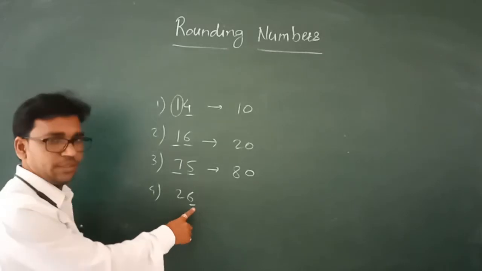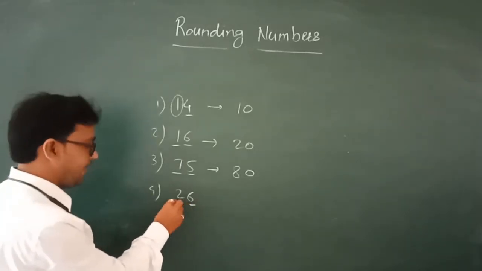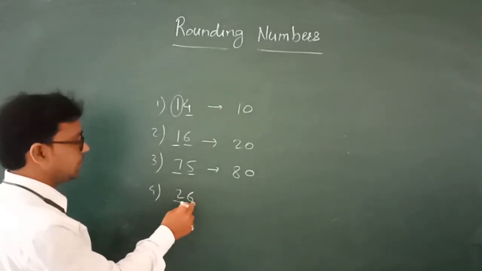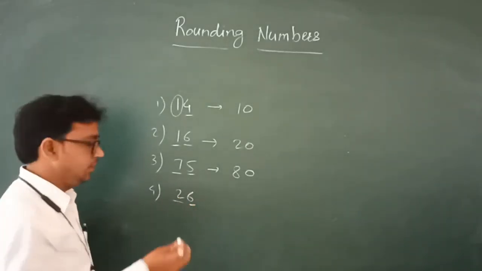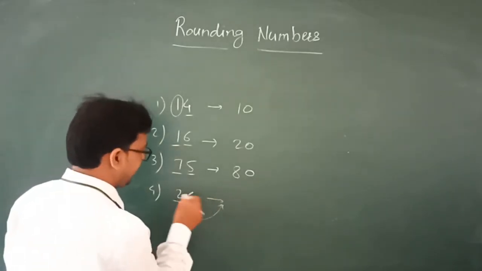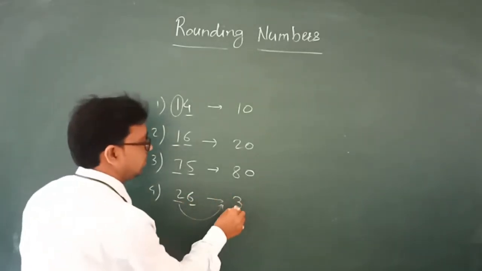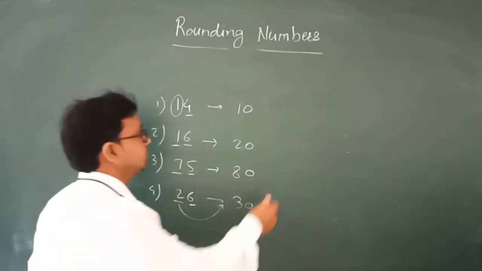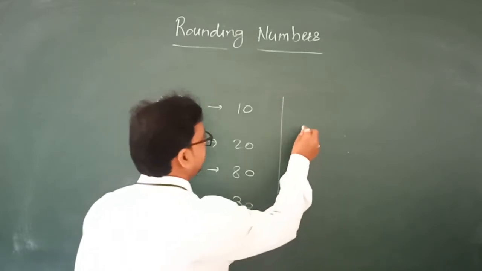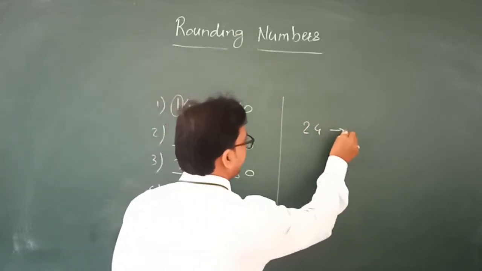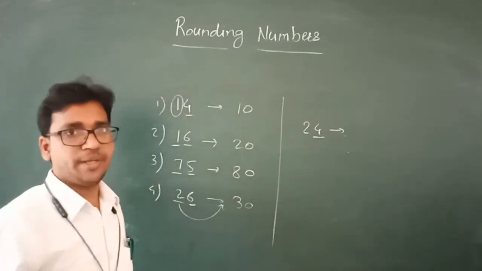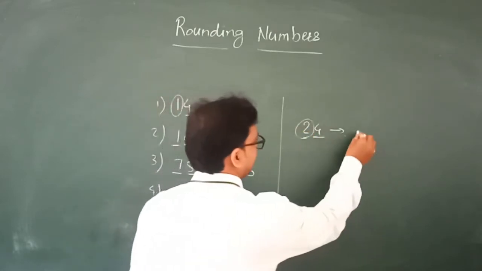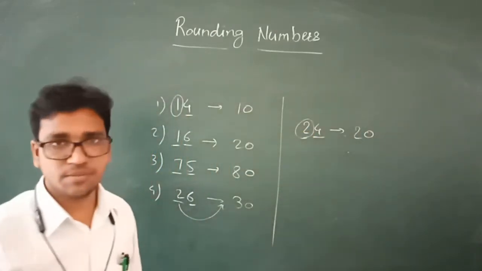Here the ones digit is 6, it is greater than 5. In 26, the tens is already there, but as it is bigger than 5, we will get the next tens, which is 30. This is a shortcut. Some more examples we take here. Suppose 24 is there. Here at the ones place it is less than 5, so we keep this tens as it is. So 20 is the nearest tens.